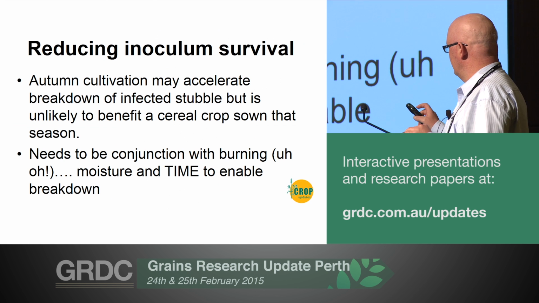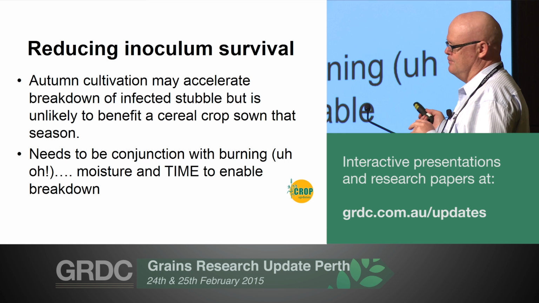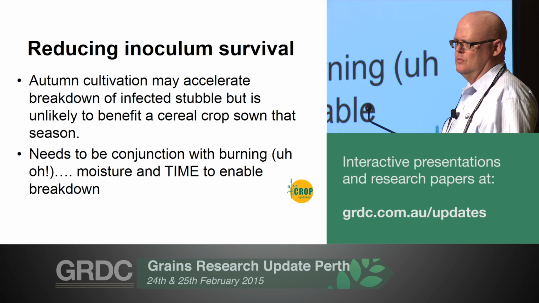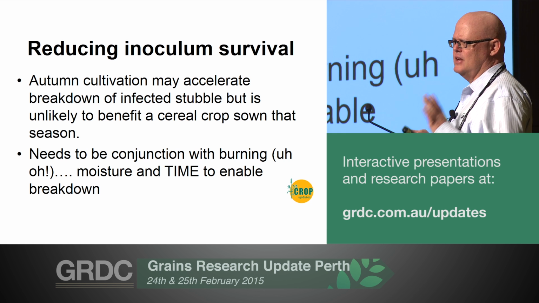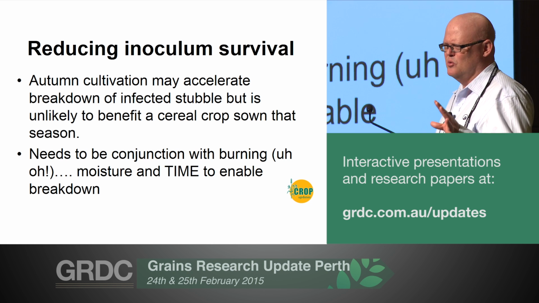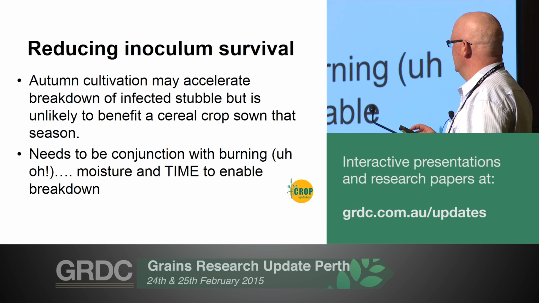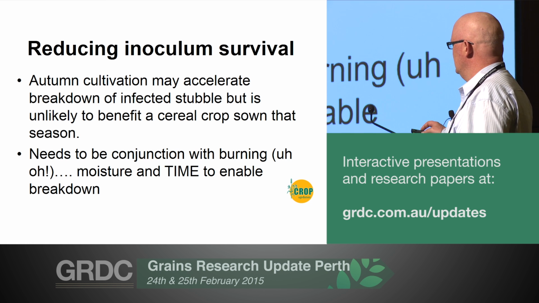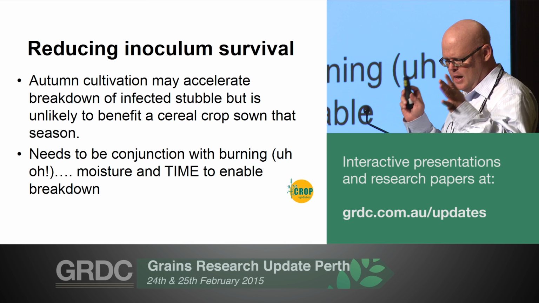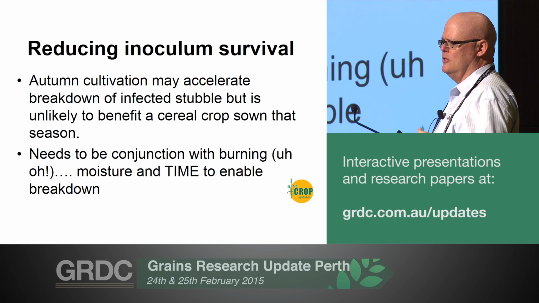So autumn cultivation could accelerate the breakdown, but it's unlikely to benefit in the year of doing it. So you'd have to have a break of non-cereal in order to get the benefit from breaking up that stubble so it could break down quicker. So you can't just do one thing, because you could just make it worse. And if you did it in conjunction with burning, that bad word again, sorry, and it had moisture and time, then it will help break down those bits. So it's all about breakdown of old stubble.